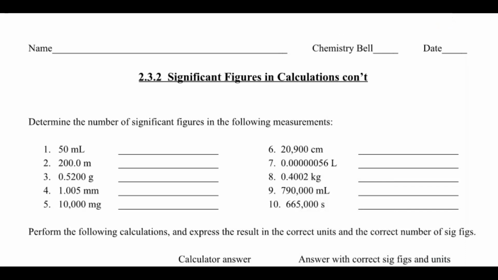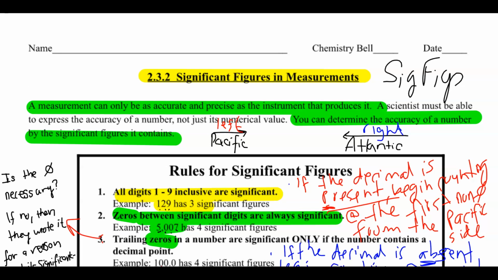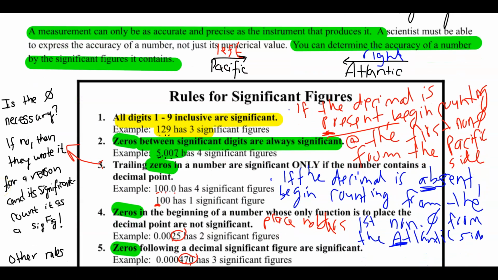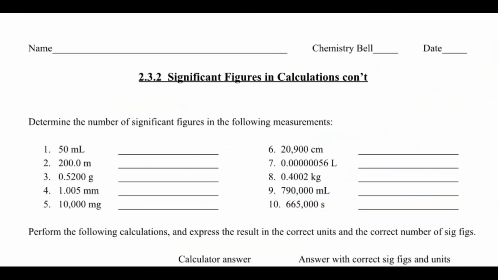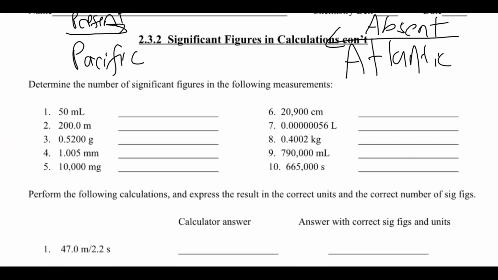Okay, first part. Determine the number of SigFigs in the following measures. You have to either use your 5-0 rules, which are back on page 16 of your notes, or you can use my little Pacific Atlantic poem. Either way, you'll get the exact same answer. Okay, so to help us out here, let's write Pacific, remember that's present decimal Pacific, Atlantic, and that is your absent decimal.